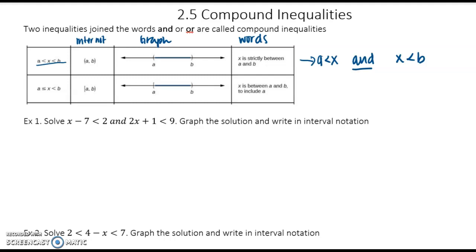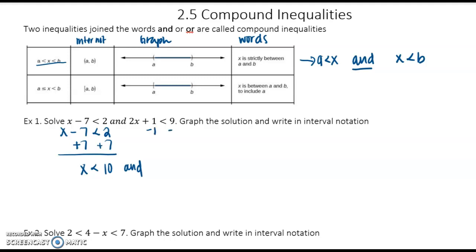So example number 1 says x minus 7 is less than 2, and 2x plus 1 is less than 9. Basically, what you do is you solve each of the two inequalities, and then I'll show you how to graph them. Let's start off with the left one. Remember, our goal is to isolate the x, so we add 7 to both sides, and we get x is less than 10. And then I'm going to write the word "and" right next to it, and do the same thing for the other one.